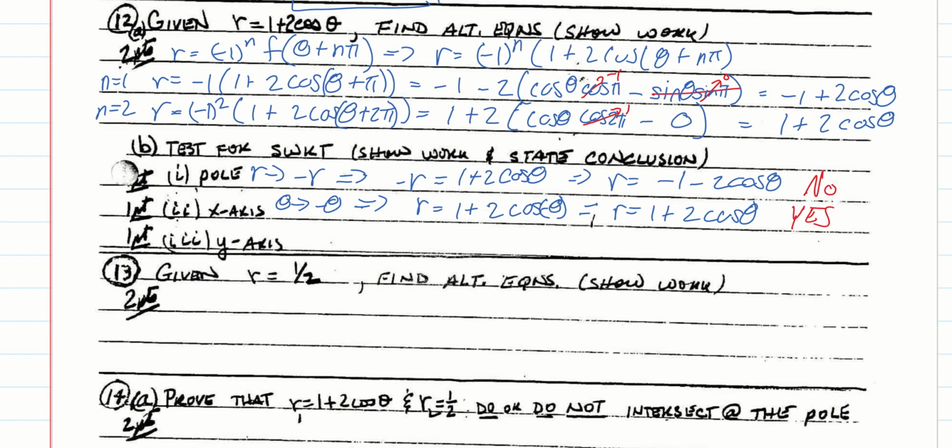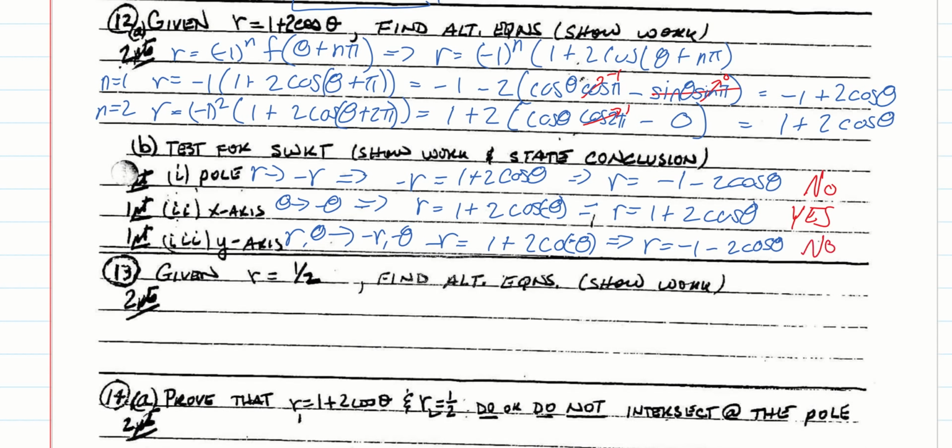If y-axis, you have to replace r with negative r and theta with negative theta. So I'll write it out: r comma theta, replace with negative r, negative theta. So negative r is going to equal 1 plus 2 cosine negative theta, which is just going to equal r equal minus 1 minus 2 cosine theta. Because the negative theta did not change the sign, so no.